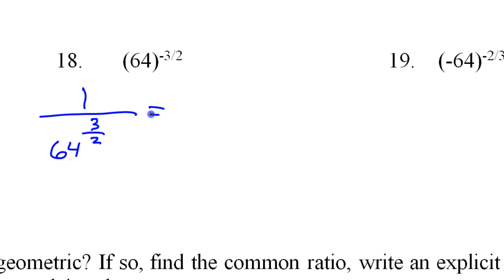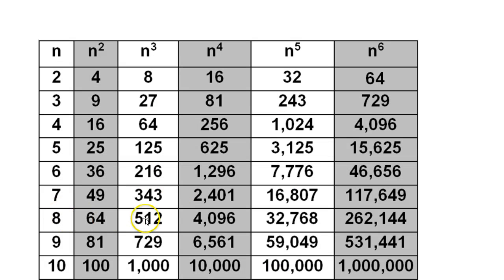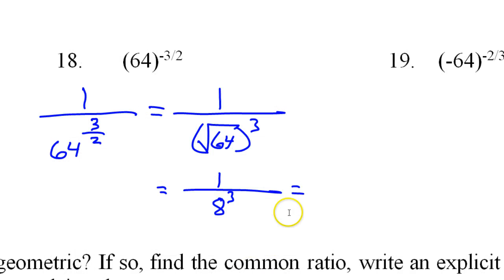Alright, anyway, again, power over root. So the root is 2, square root. So I've got the square root of 64. And then the power is 3. The square root of 64 is 8. And then so I've got 8 to the third power. 8 to the third power, I don't know that one. 512. So that's going to be 1 over 512.